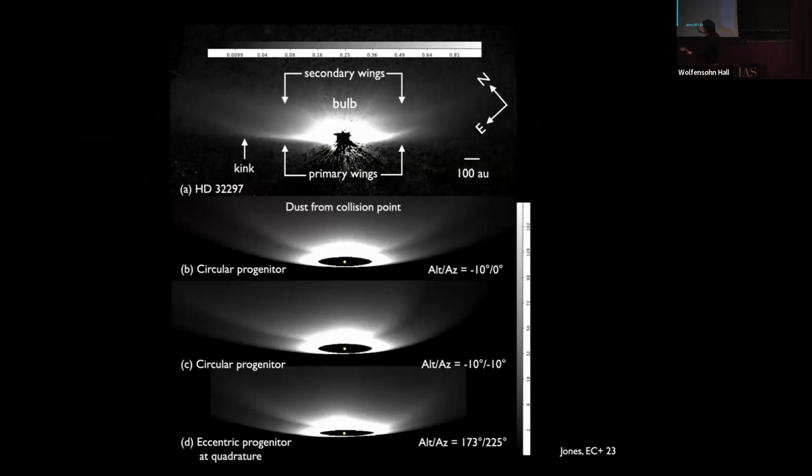I think we're getting most of it right. Some of the finer structures we have a hard time with, but we get one wing, two wings, one wing, two wings. We even get the bulb, right? All these grains that are just strongly forward scattering their light into your line of sight.